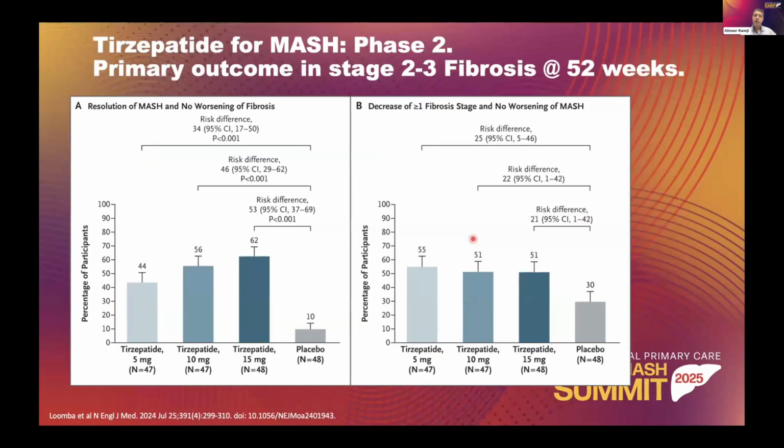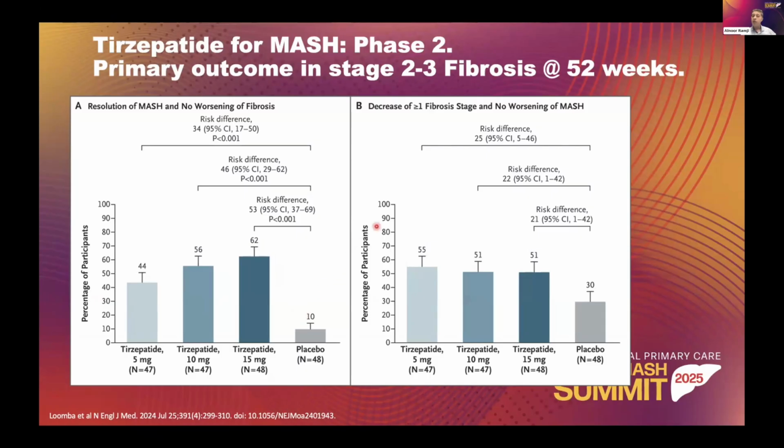I'm now going to show you data sets from the dual agonist. So this is tirzepatide. This is a phase 2 data set. Again, looking at stage 2 and stage 3 fibrosis at 52 weeks. As per previously, I always put resolution of MASH and no worsening of fibrosis first, percentage of participants on the y-axis that actually get to this endpoint. And you can see the different doses of tirzepatide with a high dose at 15 milligrams, and 62% have improvement or resolution of MASH with no worsening of fibrosis versus 10% in the placebo.